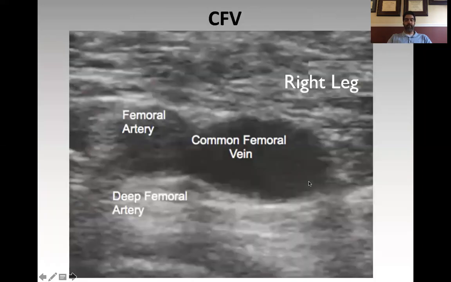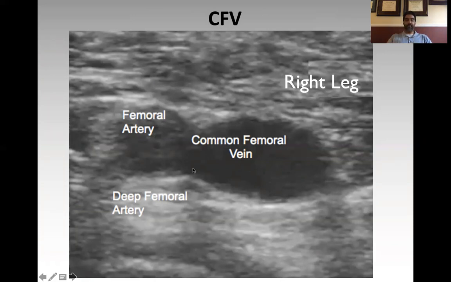Here's your first view. They call this the peanut view because it looks like a peanut. Here's the common femoral vein and the femoral artery right next to it. This is the right leg, so this is lateral, this is medial. Common femoral vein, common femoral artery. These 2 vessels in most patients are very closely approximated together.